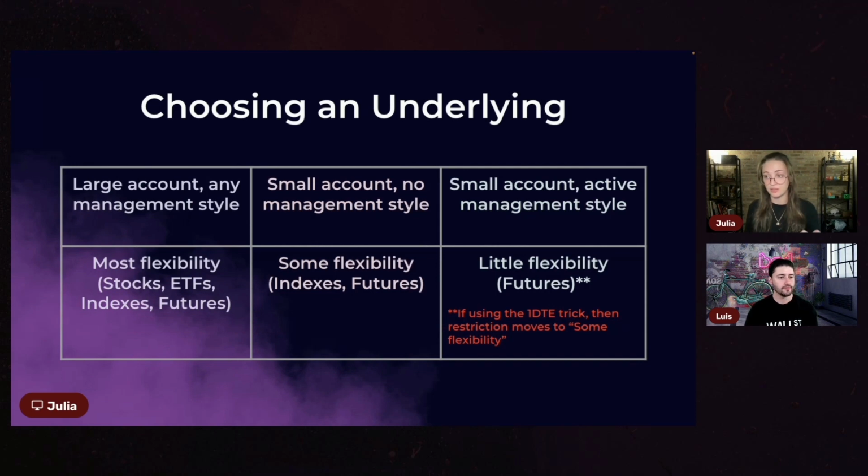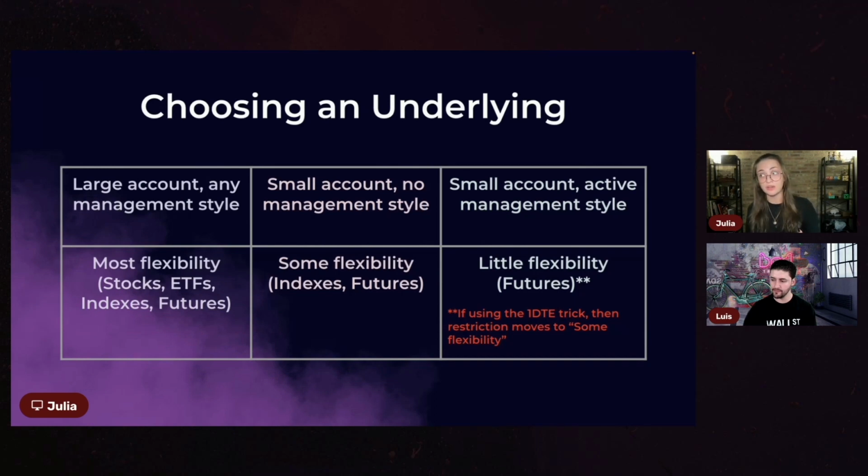You can usually trade stocks, ETFs, indexes, futures, 0-day options on all of those things. Again, remembering that account position size is really important, but you have the most flexibility when it comes to what you can choose. If you have a small account and you're cool with letting the option expire, then you have some flexibility. So you can usually trade indexes and futures.